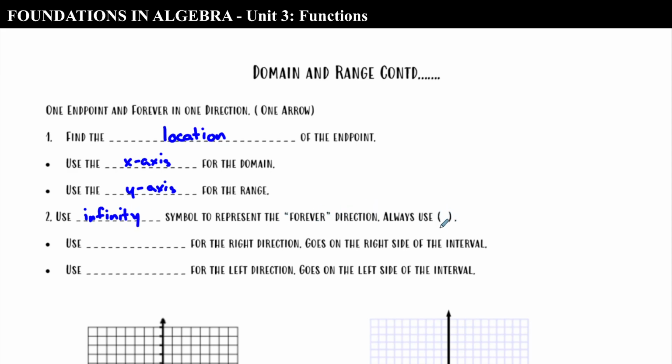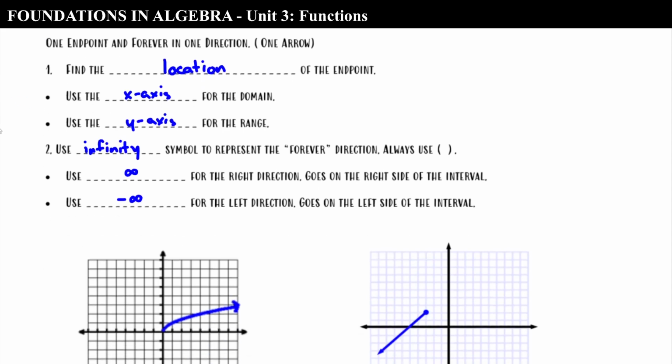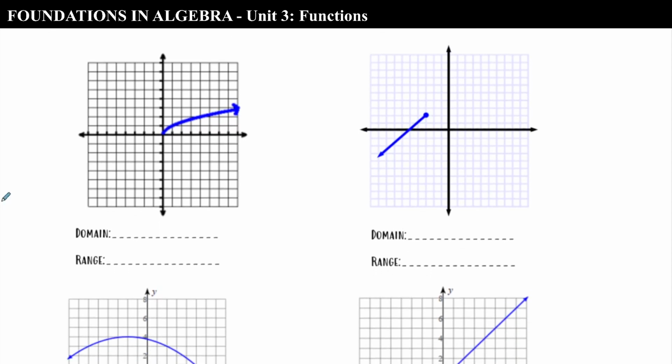You're always going to use parentheses here because we're never going to include infinity. So you're going to use positive infinity for the right direction, which means it goes forever to the right. You're going to use negative infinity for the left direction. For range, you're going to be using positive infinity if it's going up and negative infinity if it's going down. So let's do some examples of these. So for this first one, our domain goes from 0 and then it goes forever to the right. So from 0 to infinity. We include the 0, we never include the infinity.